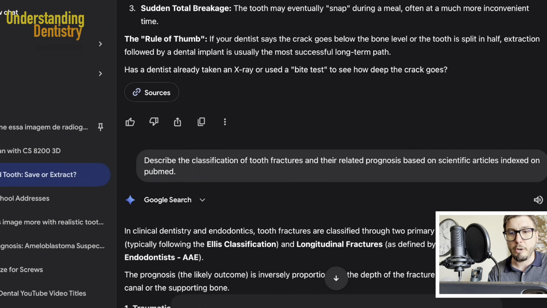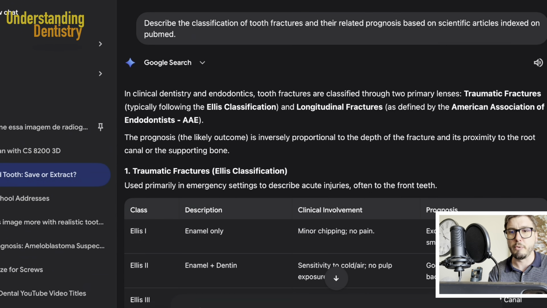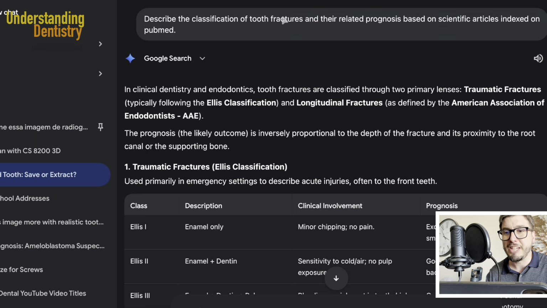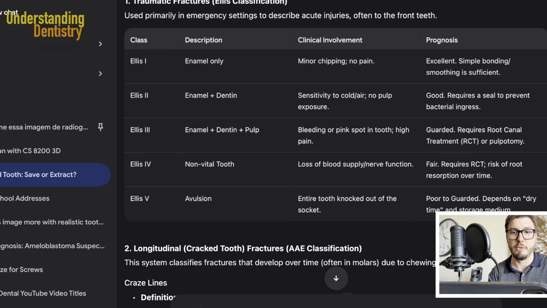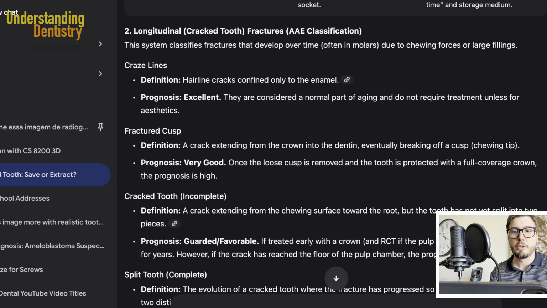Now, look at this other example. I already wrote it here, so take a look at this. Describe the classification of tooth fractures and their related prognosis based on scientific articles indexed on PubMed. So now PubMed is the best source of scientific articles, of course, or one of the best ones. And now the answer is coming with some nice classifications here. So the Ellis classification, for example, then I have the clinical involvement, and then I have the prognosis of each classification based on a different article. So I'm preparing my prompts a little bit better.